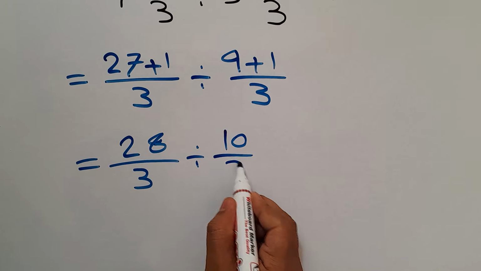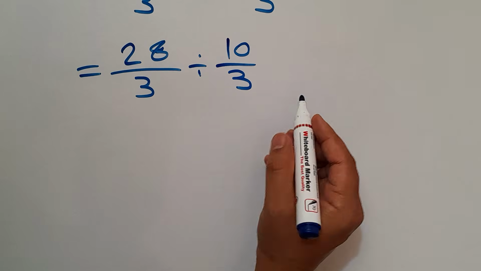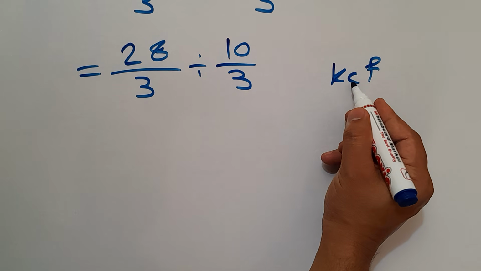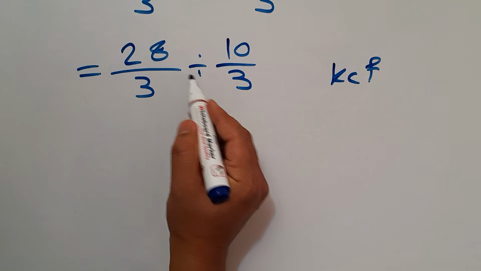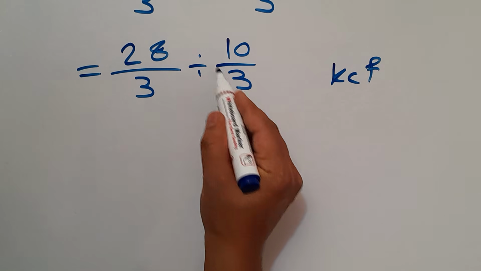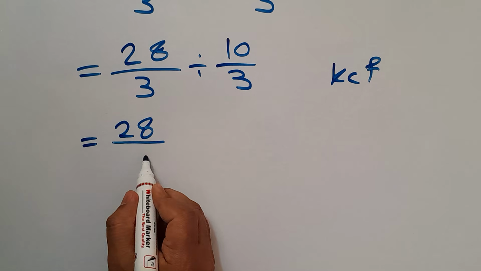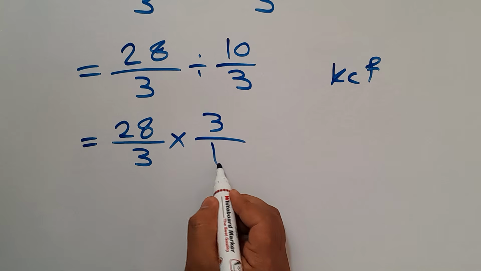So 10 over 3. And now, according to the KCF rule, KCF, K stands for keep, C stands for change, and F stands for flip. Keep the first fraction, change division to multiplication, and flip the second fraction. So we can write 28 over 3, then times 3 over 10.